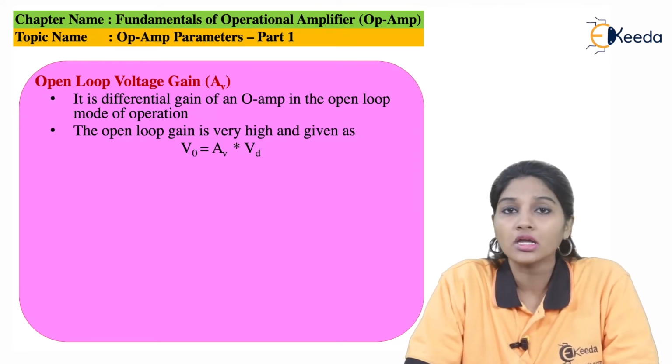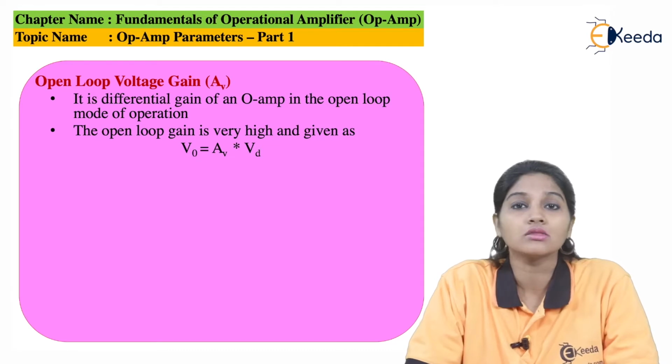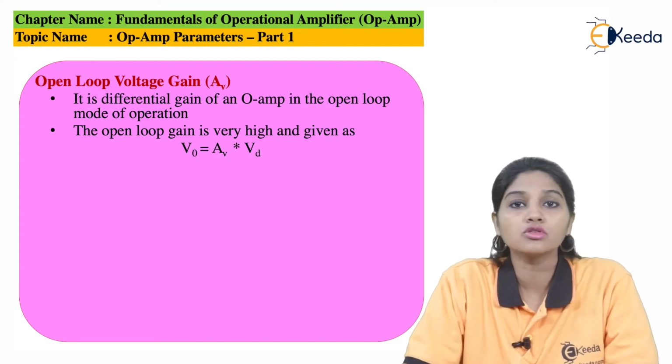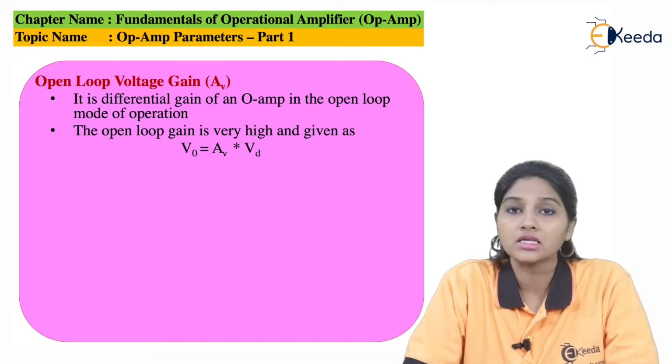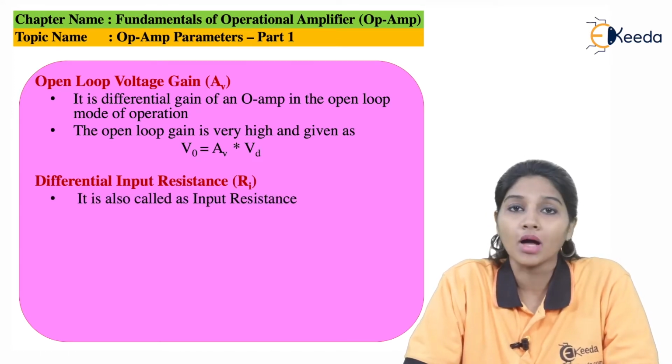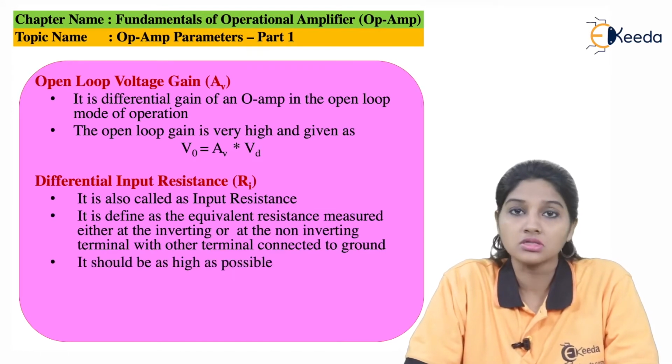Therefore, the differential gain or open loop gain is defined as the gain with which the op-amp can amplify the differential signal VD properly. So VO equals AV into VD. In another way, we can define open loop gain as the ratio of output voltage to the differential signal, that is VO by VD. The second parameter that we need to consider for op-amp is input resistance Ri.